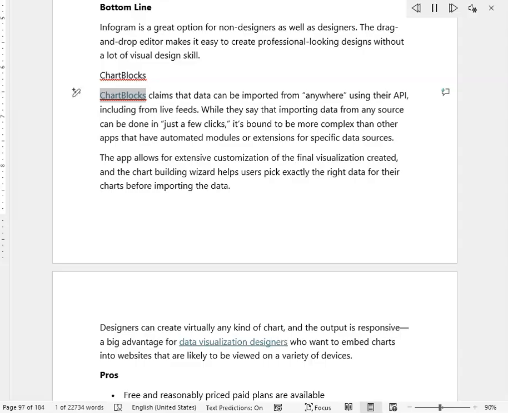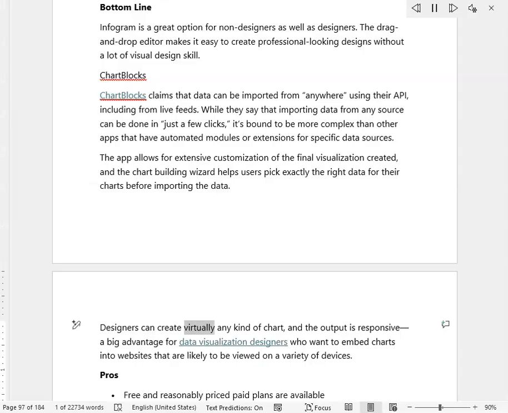Chartblocks. Chartblocks claims that data can be imported from anywhere using their API, including from live feeds. While they say that importing data from any source can be done in just a few clicks, it's bound to be more complex than other apps that have automated modules or extensions for specific data sources. The app allows for extensive customization of the final visualization created, and the chart building wizard helps users pick exactly the right data for their charts before importing the data.